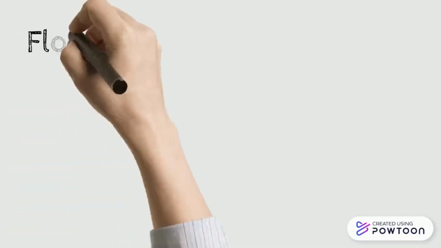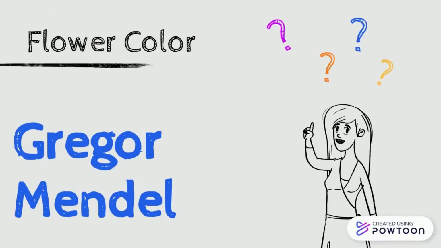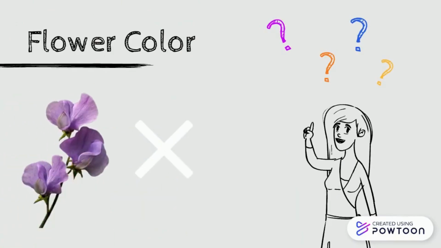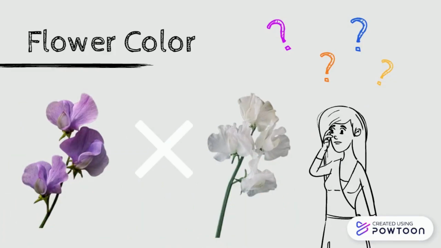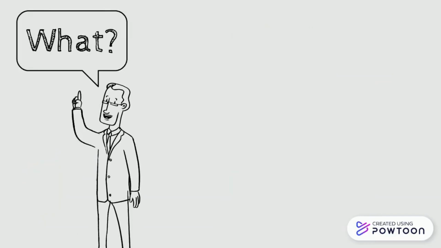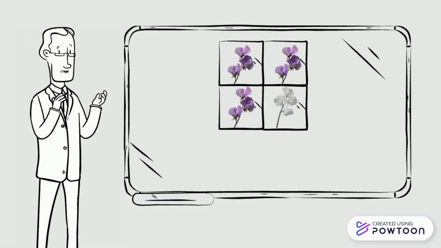Let's talk about flower color. Imagine you're Gregor Mendel and you're crossing pea plants with purple flowers and pea plants with white flowers. What happens? Mendel asked this very question, and his meticulous experiments led him to one of the most important principles in genetics, the law of segregation.